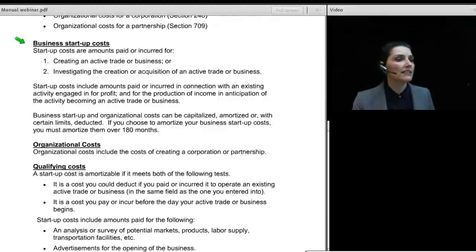Where do you draw the line? Is all of that startup? Is some of it not startup? Well, all of this is defined for us, and we just have to go to the rules on each item and decide where it falls.